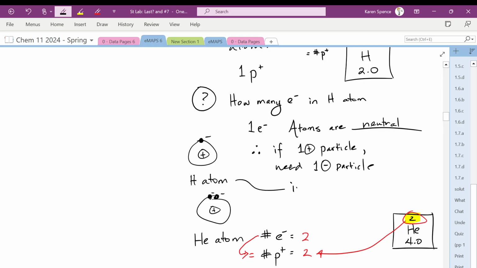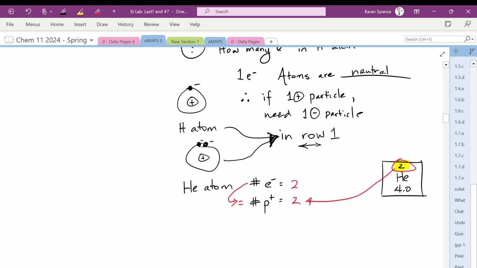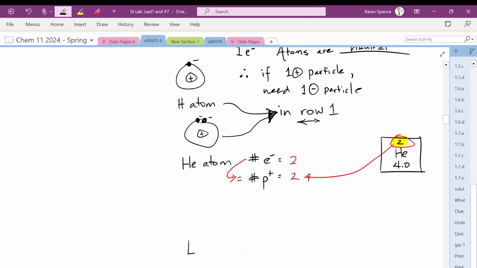Hydrogen is in row 1. Helium is in row 18. No, it's in column 18. Rows go this way. What row is helium in? 1. We're going to do one more. Lithium. How many protons in lithium?